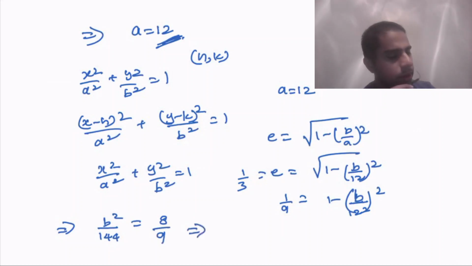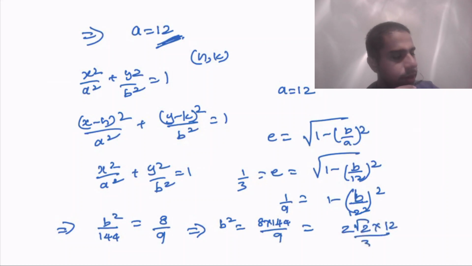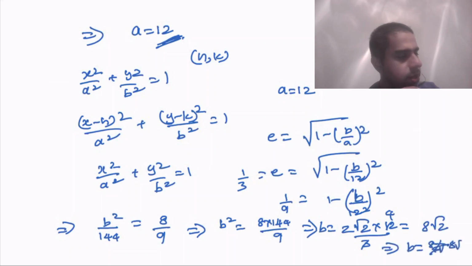So b square is equal to 8 into 144 by 9, which is equal to 128. So b is equal to 8 root 2. Sorry, 8 root 2. A is equal to 12. B is equal to 8 root 2.